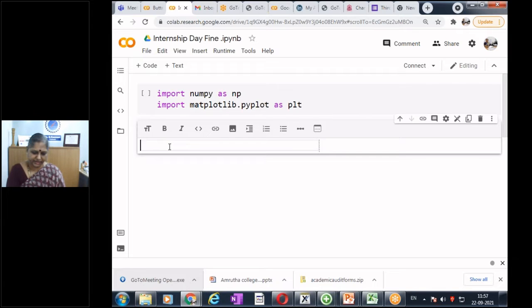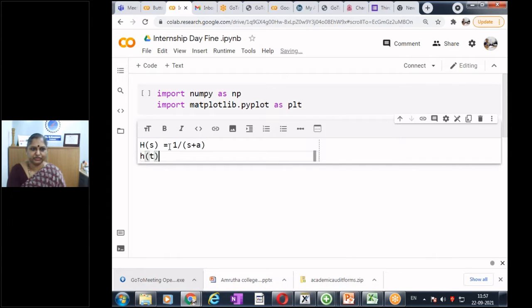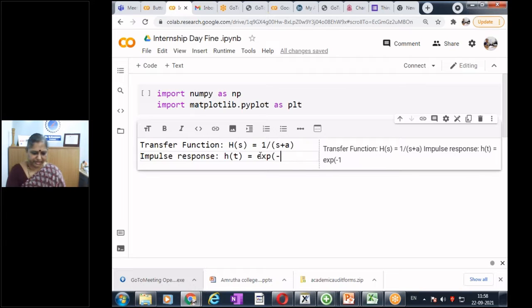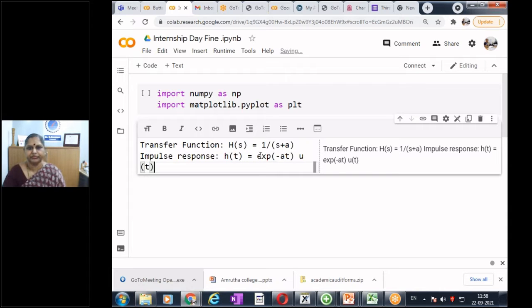Let us write H of s. H of s equal to 1 by s plus a. This is the transfer function H of s. And then the impulse response h of t, what is it? This is the impulse response h of t, which is e to the power of minus at into u of t.